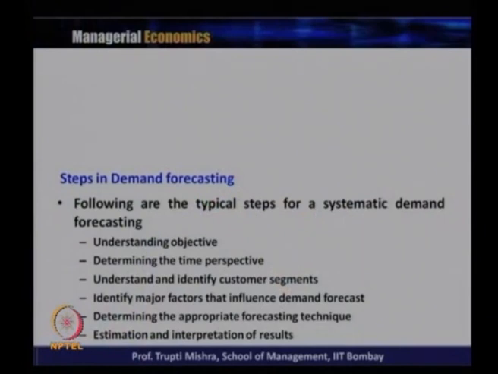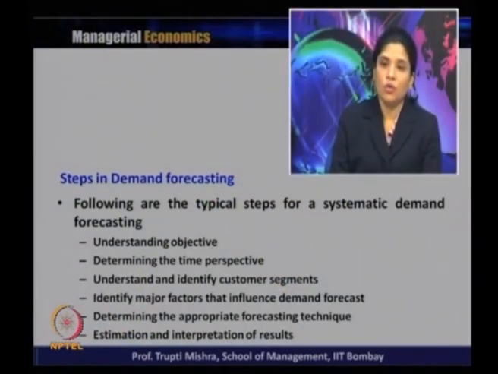The second is determining the time perspective, meaning whatever the goal, within what time period this goal has to be achieved, whether it is short term or long term. Then understanding and identifying the customer segment. If the product is about the younger generation, the customer segment has to come from the younger generation. If the product is for working people, the customer segment should be working people. If the product is for a kid, then we have to identify the parents who have a small kid. So the first step is to understand the objective, second is to determine the time perspective, and third is to understand and identify the customer segments.